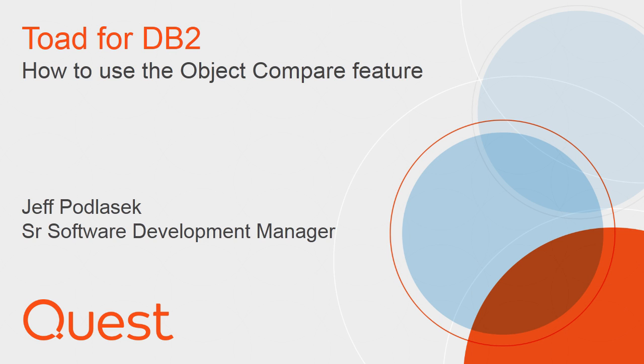Toad for DB2 has a very robust object compare feature that allows you to compare objects across databases and synchronize your changes across databases. This feature is more than a simple schema compare, as the object compare feature within Toad works with database level objects, for example, table spaces and storage groups, as well as schema-based objects. This video will demonstrate Toad for DB2's object compare feature.